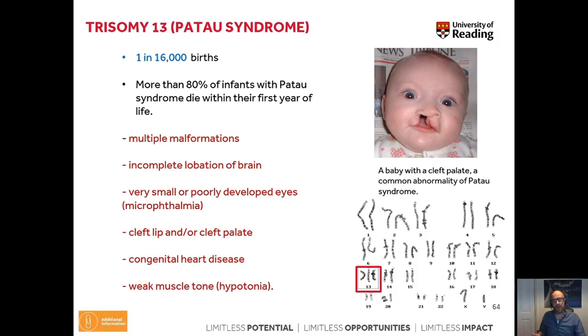The symptoms here are again multiple malformations, incomplete lobation of the brain, very small or poorly developed eyes, cleft lip and cleft palate, congenital heart disease, and hypotonia.